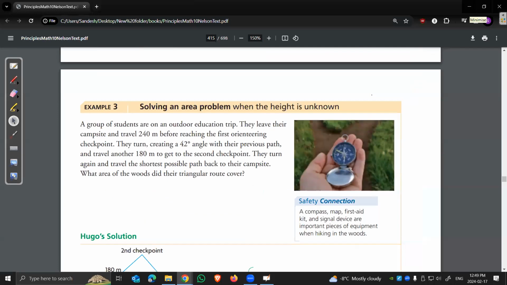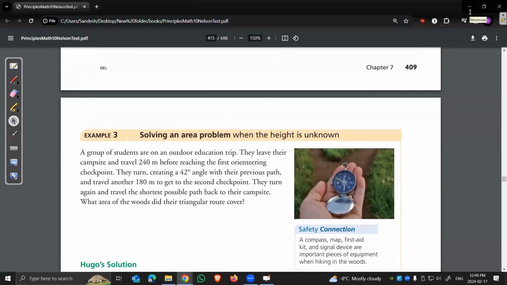I don't even want to look at this. So many words.